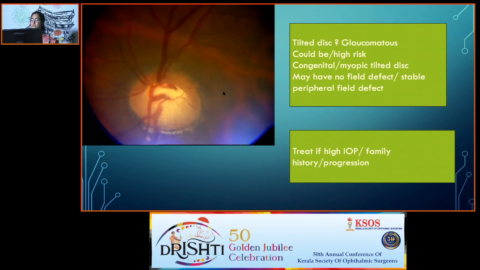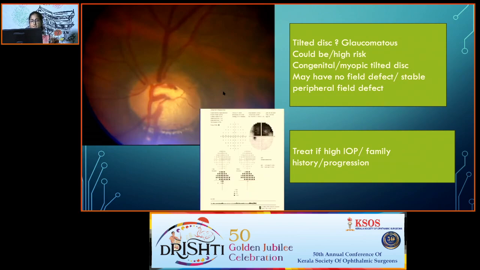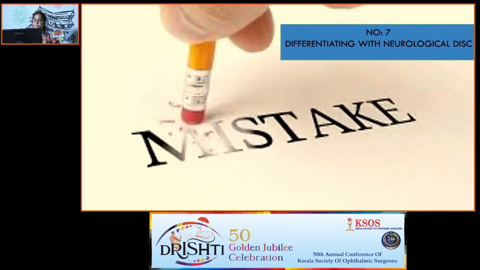It may be congenital or associated with a myopic tilted disc, may have no field defect, but they can have a field defect as well, as you see in this picture, but those field defects remain stable. And what you can do is treat the patient if the IOP is high, and you can also consider the family history and always look for the progression as per the field defects.